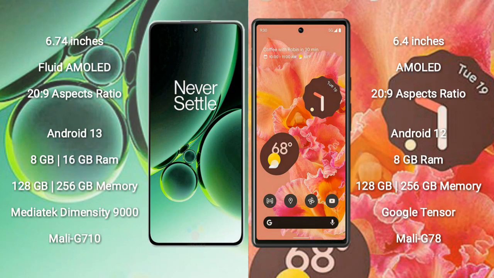OnePlus Nord 3 runs on the Android 13 operating system. Google Pixel 6 runs on the Android 12 operating system.